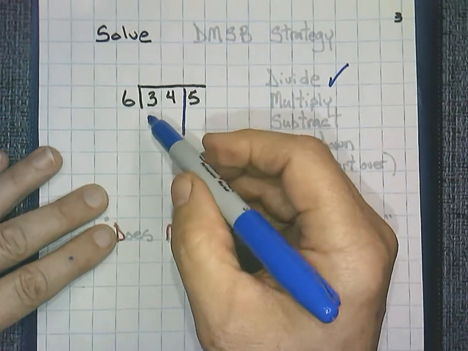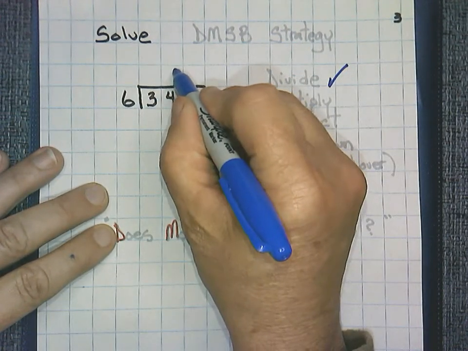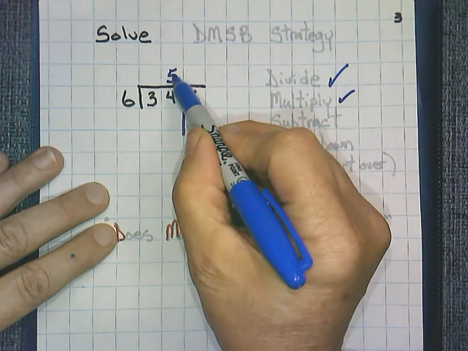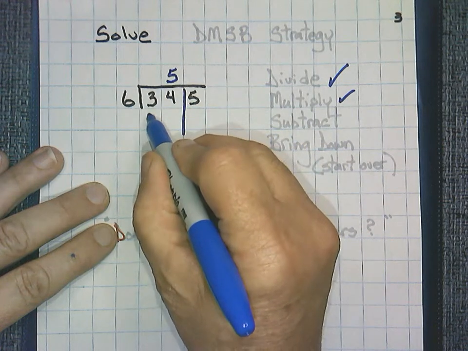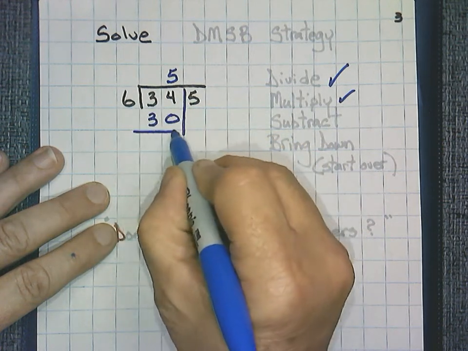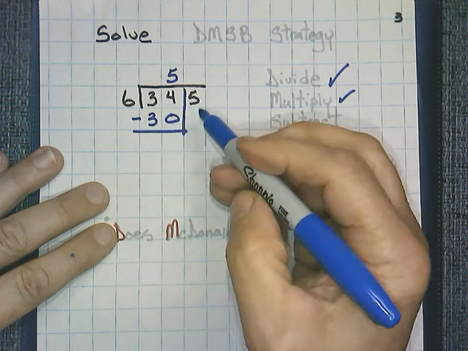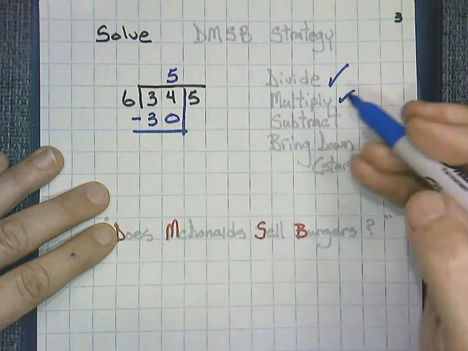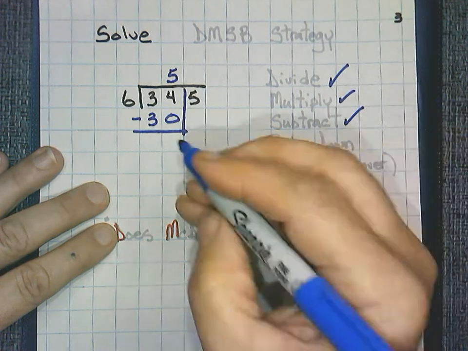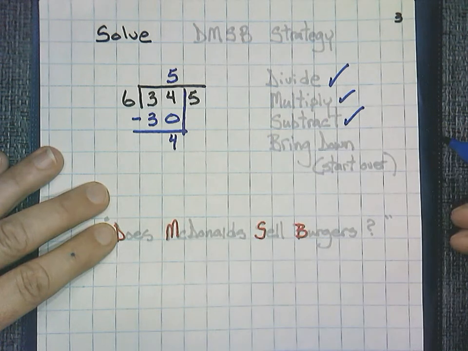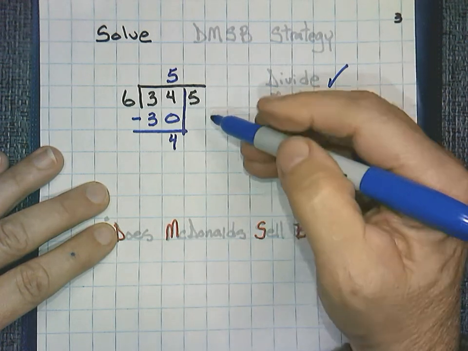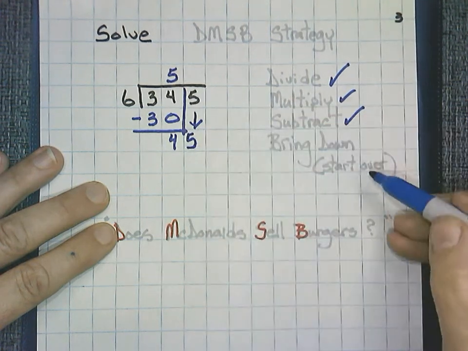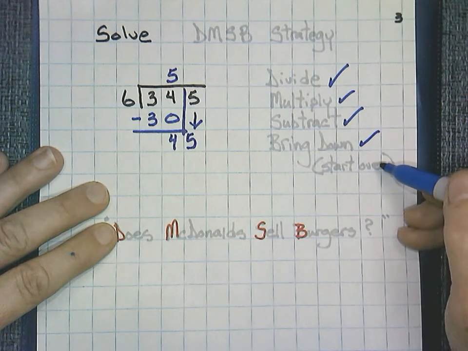34 divided by 6, well, the best I can do is 5. Then we're going to multiply. We're going to multiply the 5 times 6, and that would equal 30. We did not get to 34, but we got close. To find out how close is our next step, which is subtract, which is 4. We still have this 5, and we're going to bring that 5 and rewrite it down here. This is what we mean by the bring down and start over.